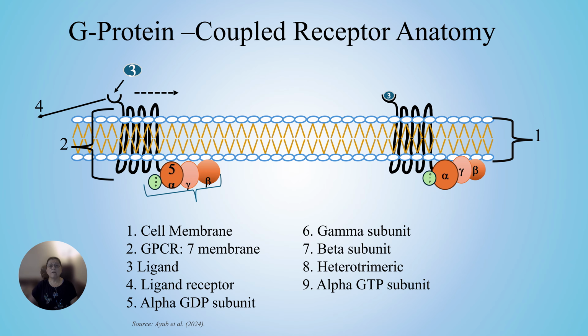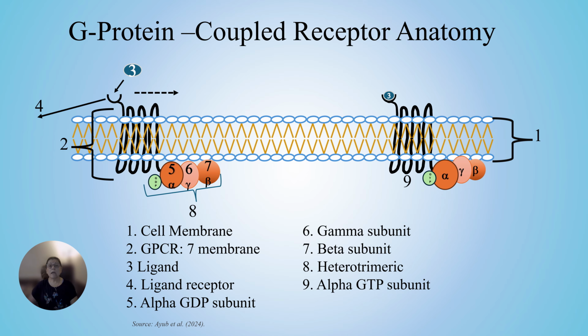Number 5 is the alpha subunit, and on this alpha subunit is attached a small GDP molecule. Number 6 is a gamma subunit. Number 7 is a beta subunit. All these subunits are known as a heterotrimeric G protein.